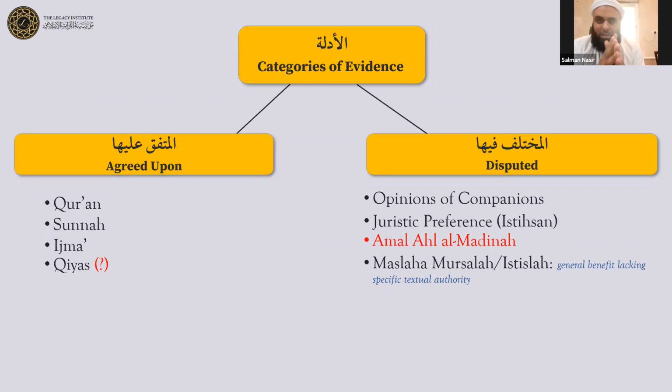But if you look a little bit deeper into the discussions on Amal Ahl al-Madinah, you will find that Amal Ahl al-Madinah is not limited to this. In fact, Maliki scholars themselves differ as to what is intended by Amal Ahl al-Madinah, what falls under Amal Ahl al-Madinah or Ijma' Ahl al-Madinah. What are the forms of it that are hujjah and what are the forms of it that are not hujjah?